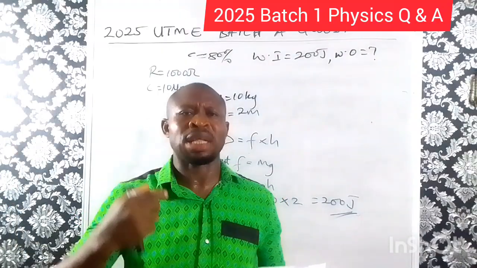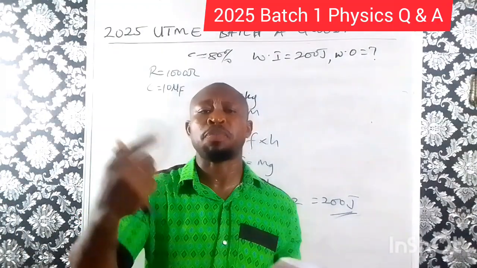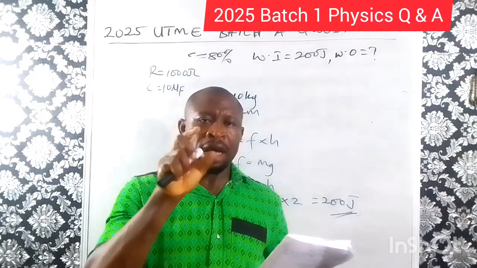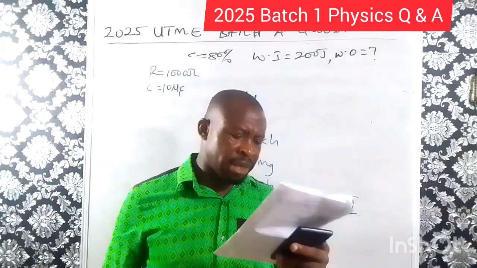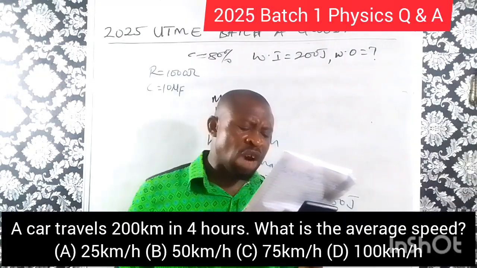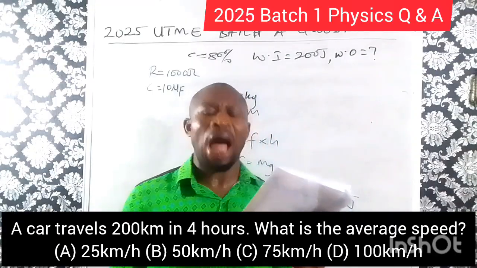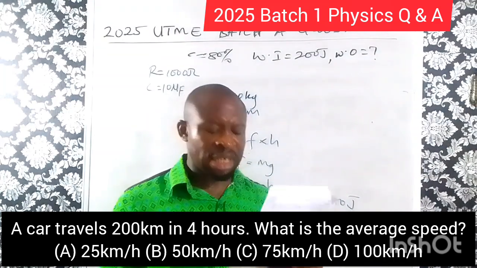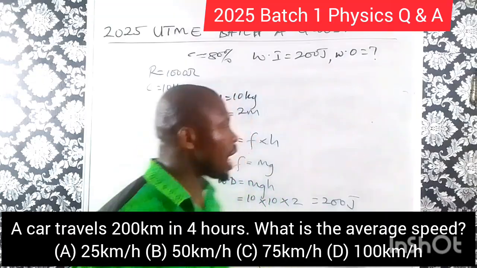Now, the last but not the least, please, I could not get all the questions. These are just the ones I was able to sample from the people that took batch A. This question says, a car travels 200 kilometers in 4 hours. What is the average speed of the car?